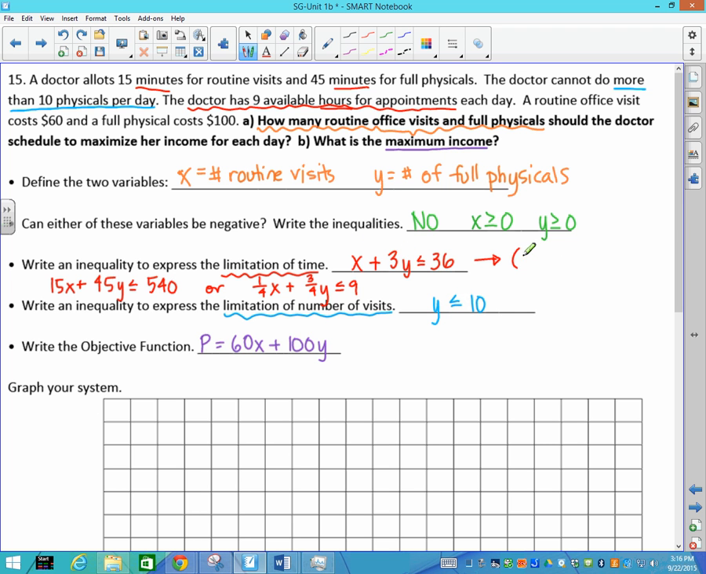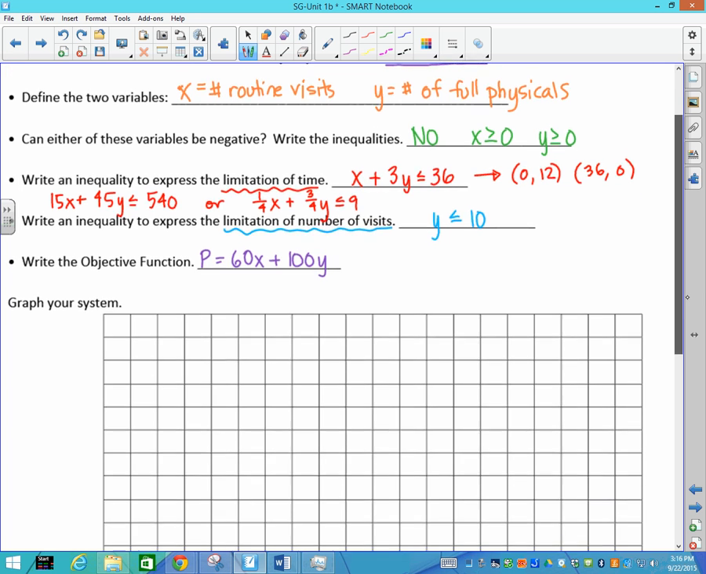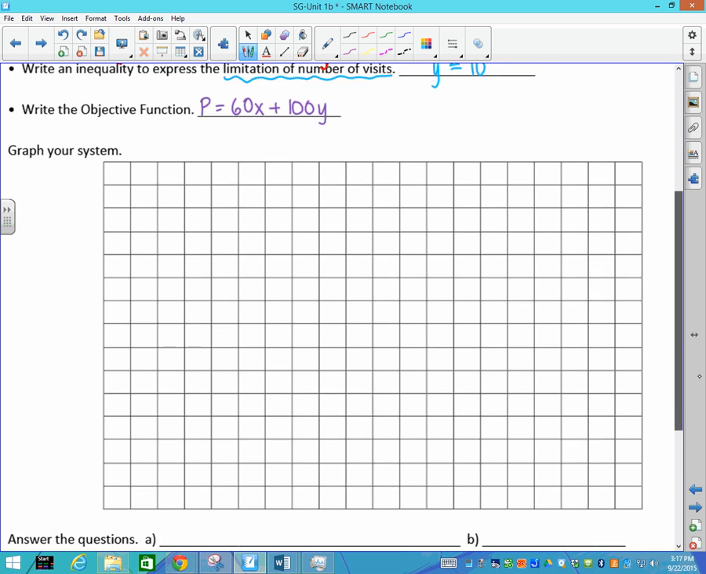Go use those intercepts. So if I put in 0 for x, then y is going to be 12 because 3 times 12 is 36. And if I put in 0 for y, x is going to be 36. So that is going to help us graph and know what our scale is.